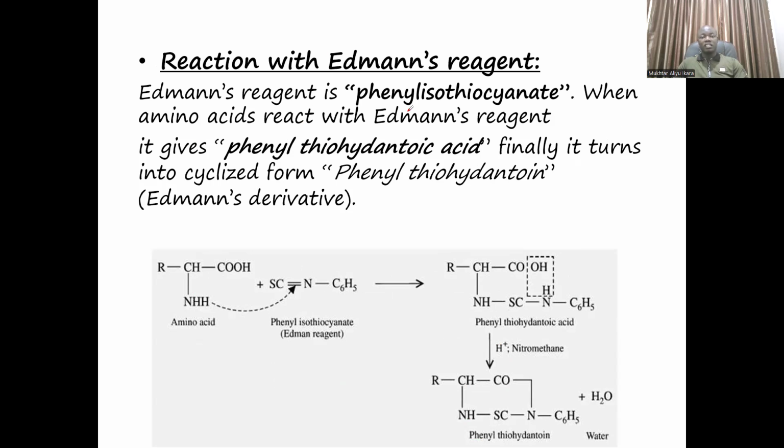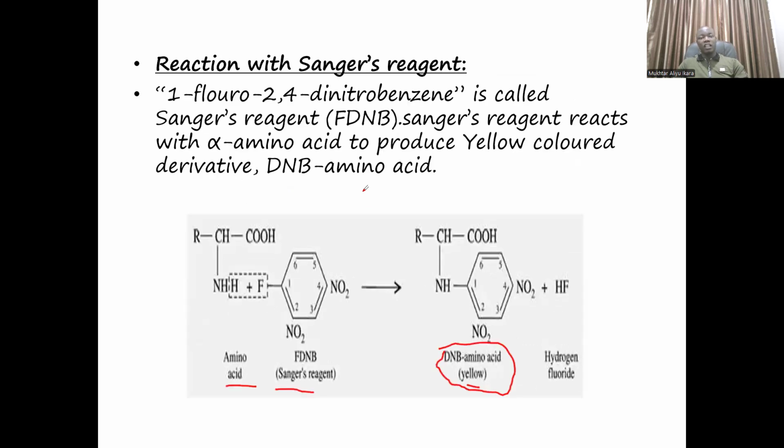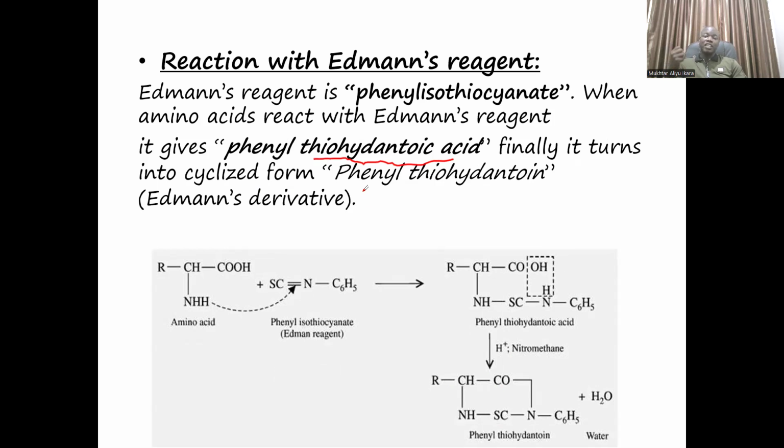Then the next thing is the reaction of an amino acid with Edman's reagent. Edman's reagent is phenyl isothiocyanate. This phenyl isothiocyanate reacts with amino acids to give phenylthiocarbamoyl amino acid. Finally, it turns into a cyclized form, which is known as phenylthiohydantoin, an Edman derivative. This Edman's reagent is also used in determination of an amino acid sequence. Both Sanger's reagent and Edman's reagent are used in determination of an amino acid sequence.